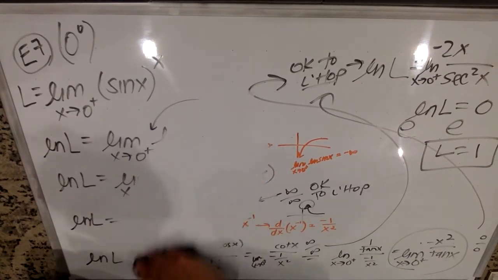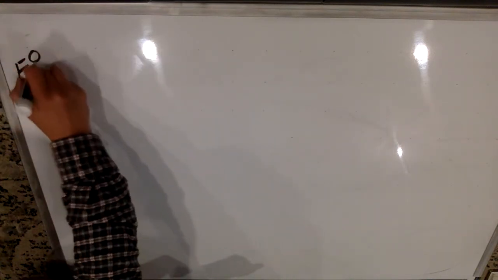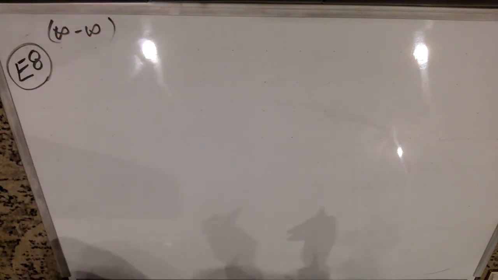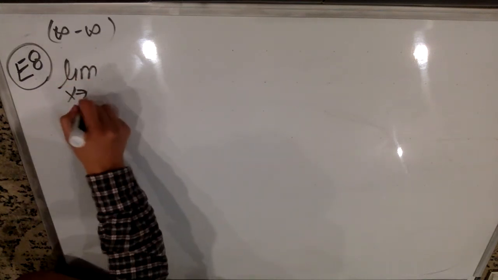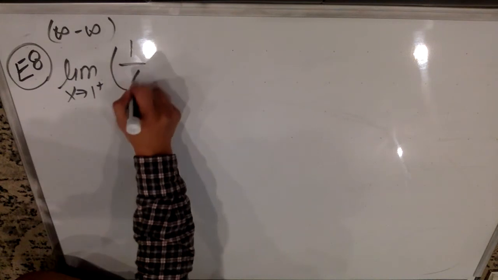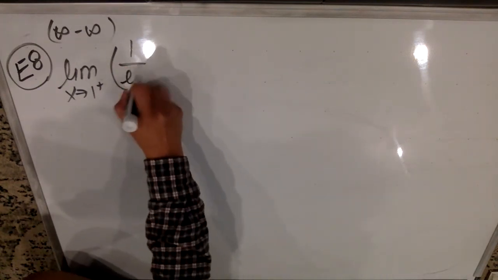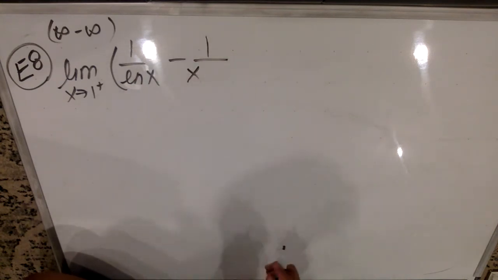We'll do an E8. This is going to be the infinity minus infinity example, and then we'll call it a day on L'Hopital's. All right, so last example, infinity minus infinity. Let's do the limit as x approaches 1 from the right of 1 over natural log of x minus 1 over x minus 1. Sometimes I copy the problem wrong.